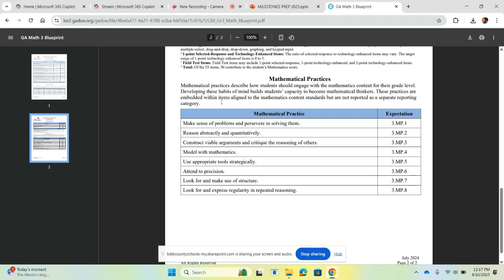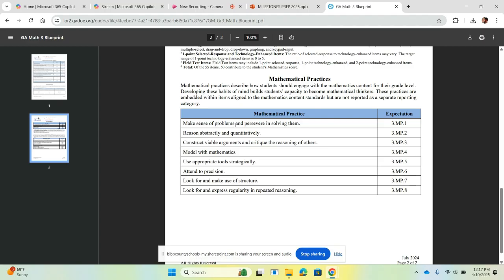Developing these habits of the mind builds students' capacity to become mathematical thinkers. What does it mean by capacity? Well, it's their ability. They're building their ability and using their mathematical prowess that they've worked on this year to really think about word problems in real life situations at their grade level and how they can apply what they've learned in mathematics to that problem. These practices are embedded within items aligned to the mathematics content standards, but are not reported as a separate reporting category. So let's take a look at these.